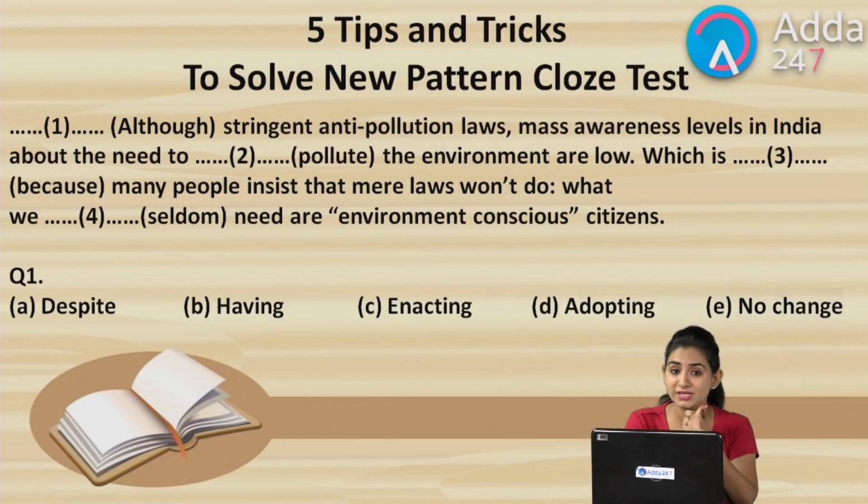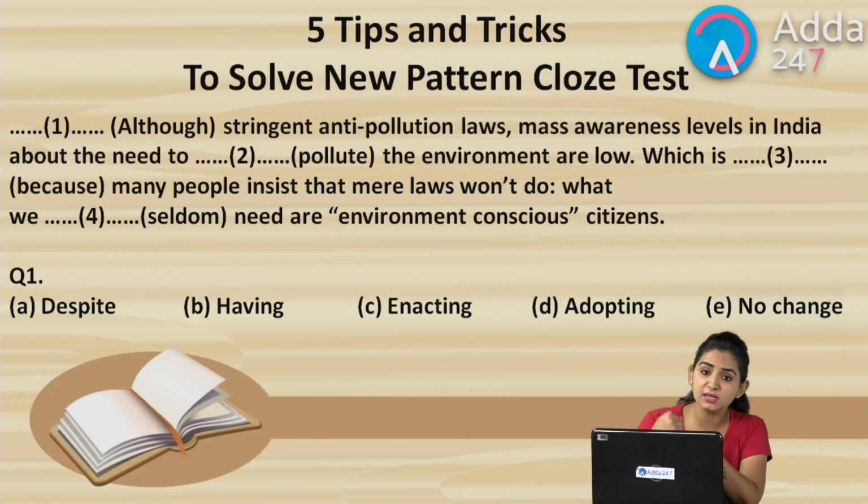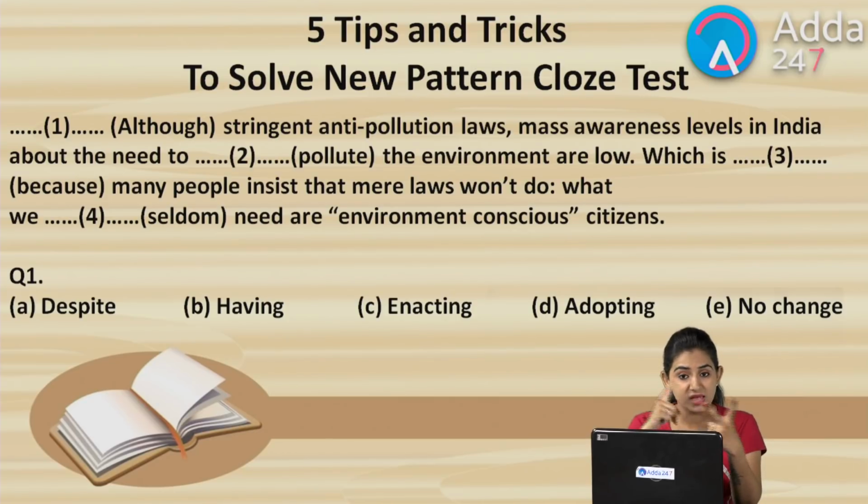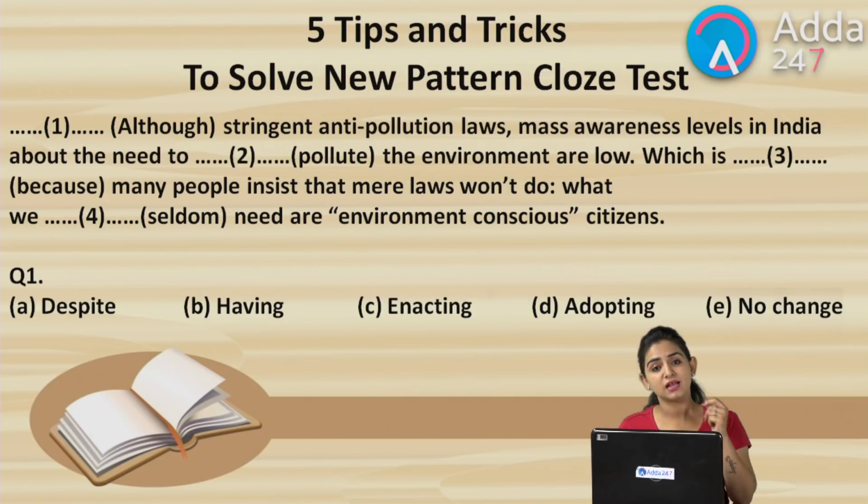First, there are strict anti-pollution laws, and the second says that environmental things are low. If they are low, that means we have 2 different things. First, that there is a strict law. Second is that environmental laws are low. So here we need something that defines 2 contradictory sentences, and the correct option is on your screen. That is option number A, despite stringent anti-pollution laws.